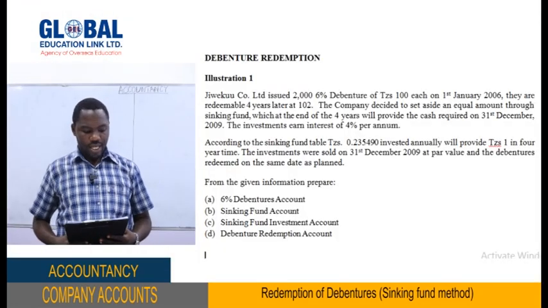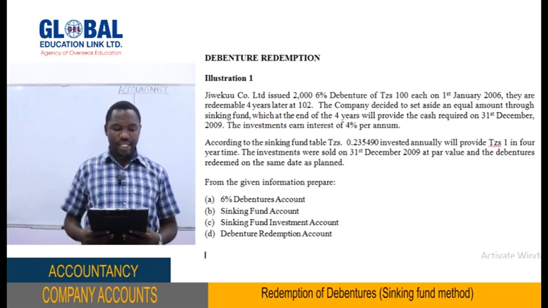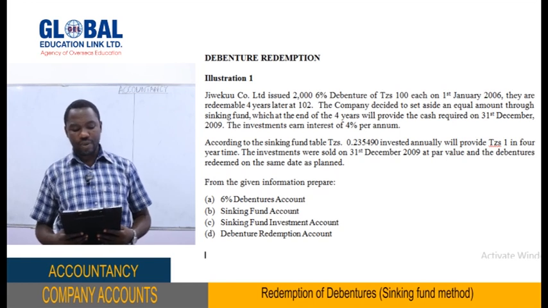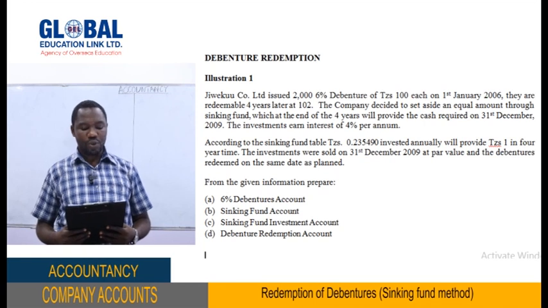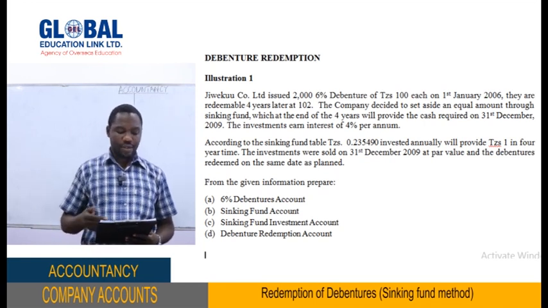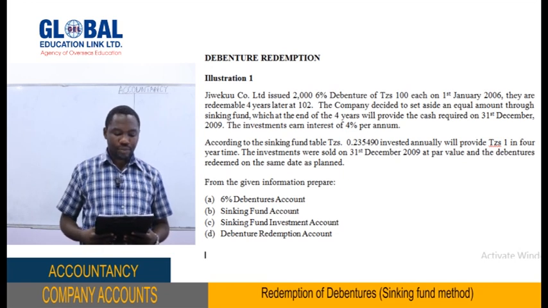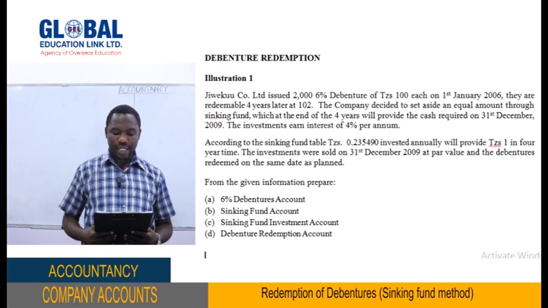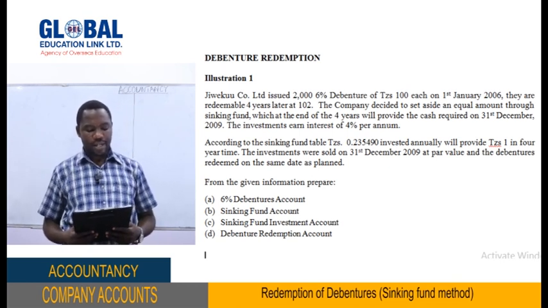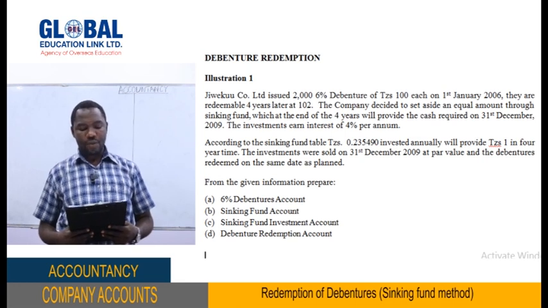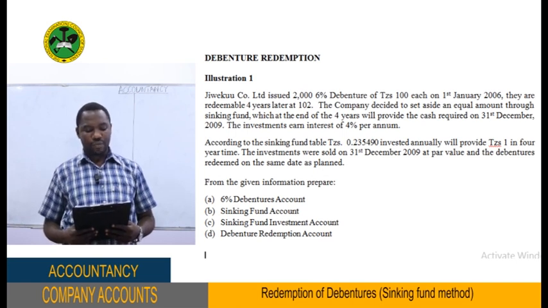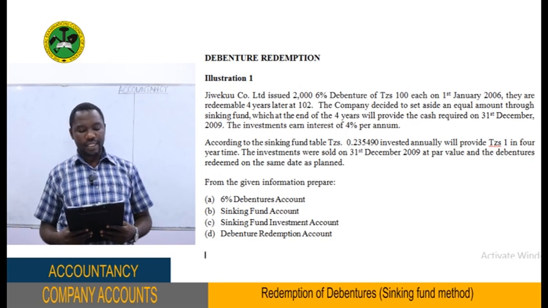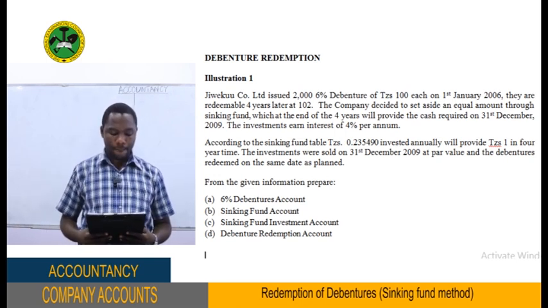The question reads, Jiweku Company Limited issued 2,000 6% debentures of TZS 100 each. It was on 1st January 2006. They are redeemable 4 years later at 102. So this is the percentage that will be redeemed at premium. And the company decided to set aside an equal amount through sinking fund, which at the end of the 4 years will provide the cash required on 31st December 2009, and the investment earns interest of 4% per annum.